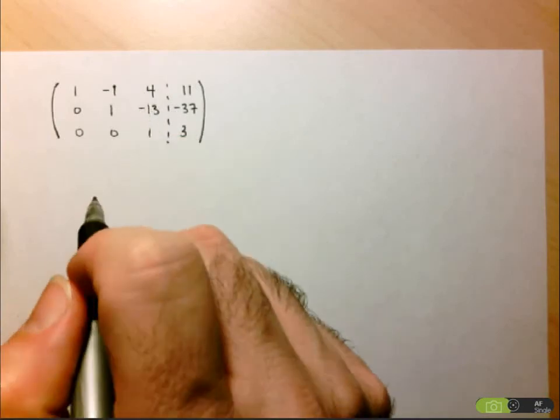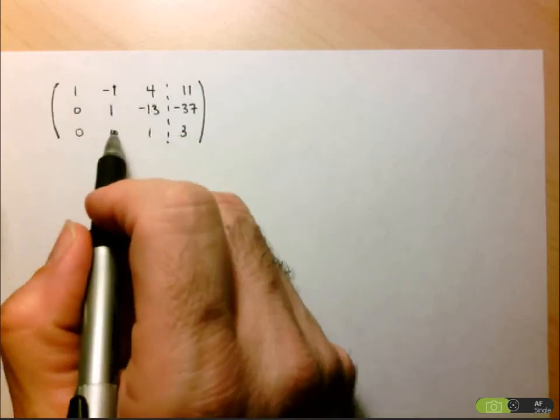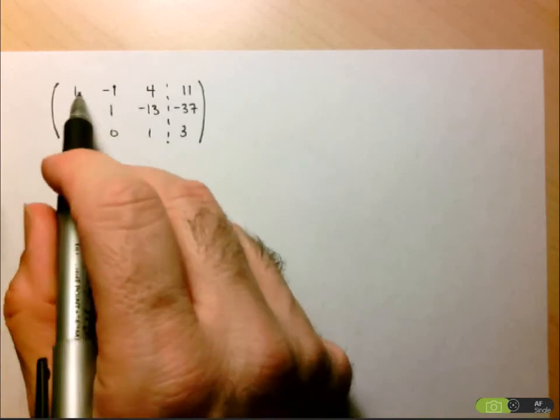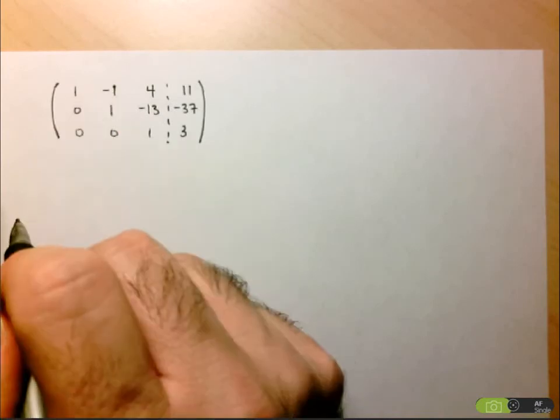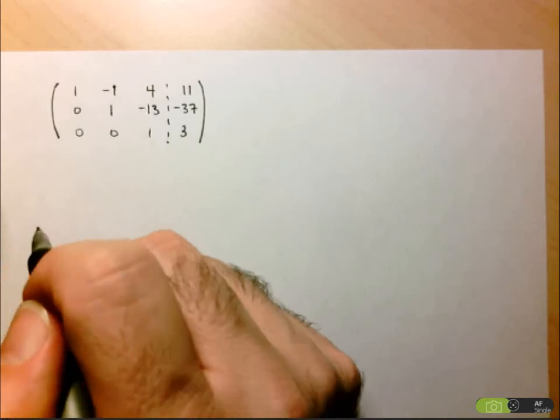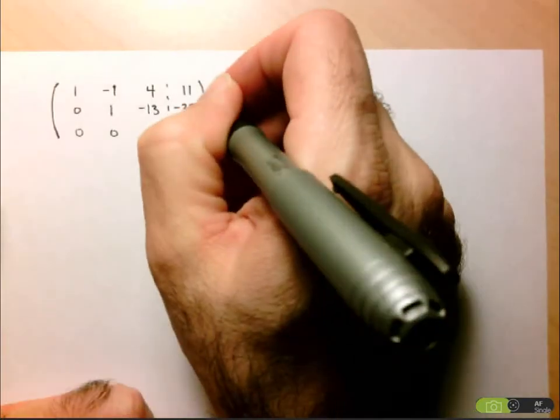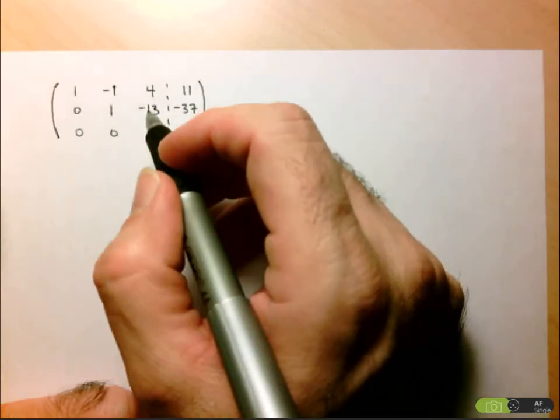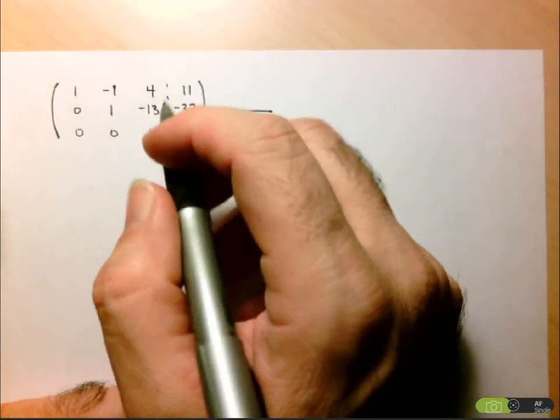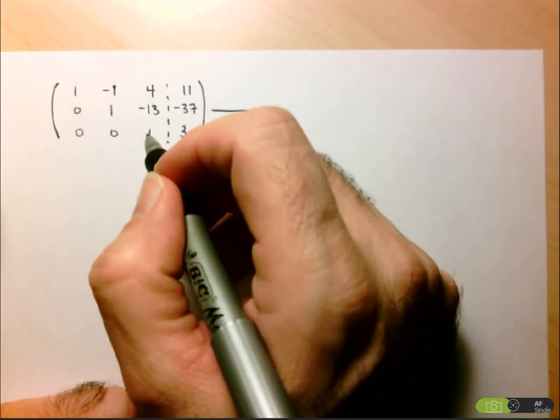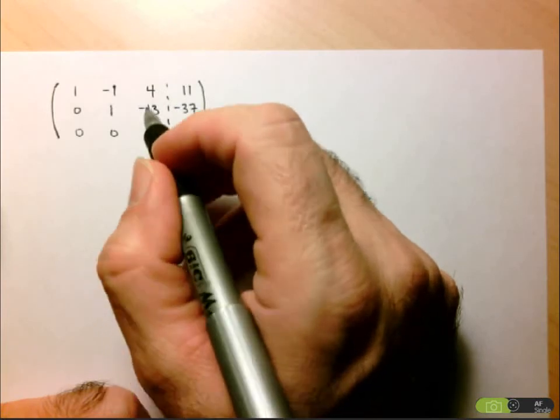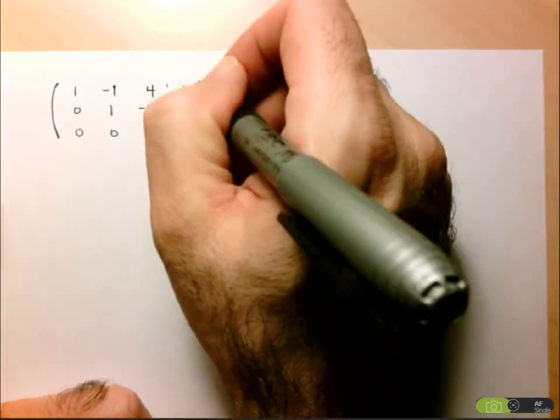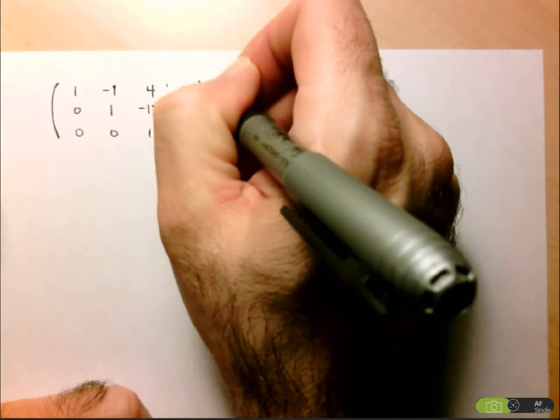The reason that works is because these are already 0, so they won't affect either of the x and y components in the first 2 rows. So let's do that here. The first thing I'm going to do is get rid of this negative 13. I'm going to multiply row 3 by 13 and then add it to row 2. So 13 times row 3.